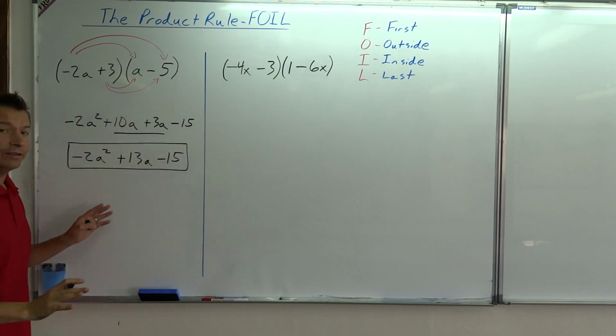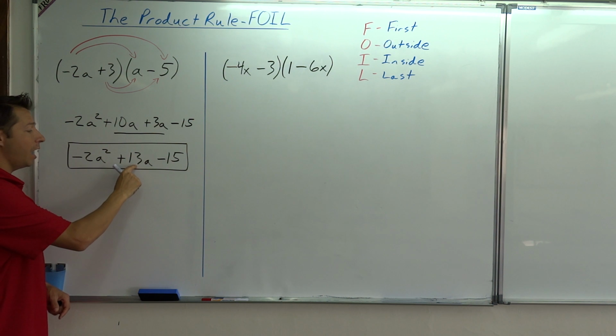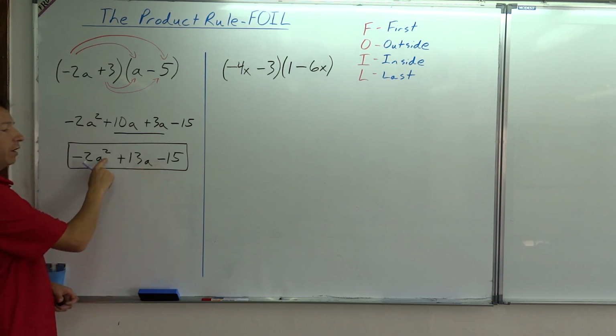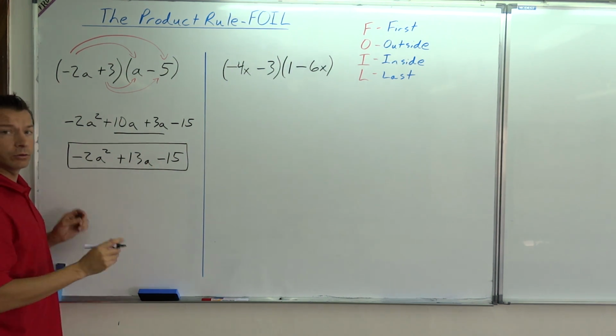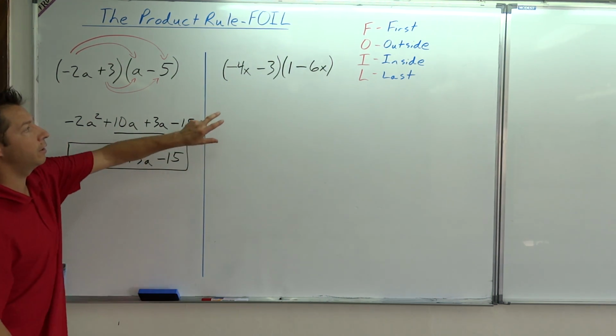I can't do anything further with it because none of these are like terms. Notice I've got a squared, I've got an a, and no a there. So none of these are like terms, and I can't simplify it any further.